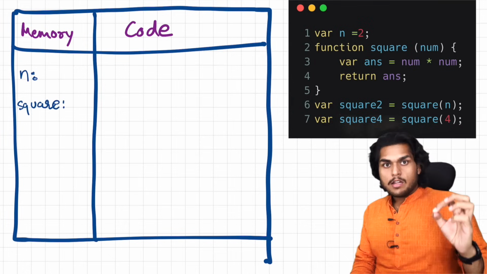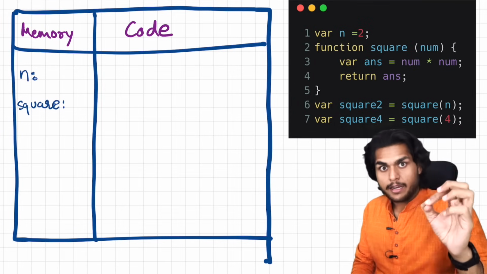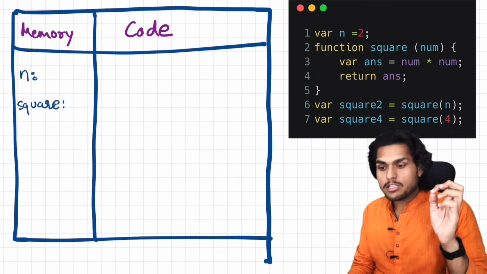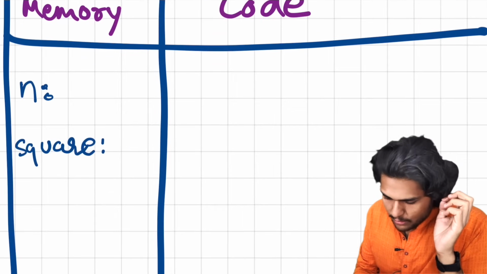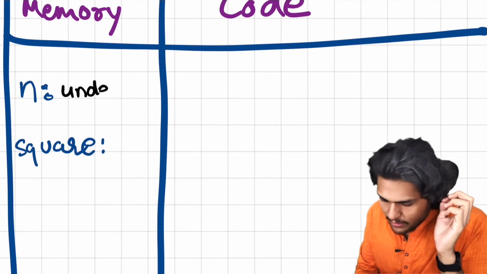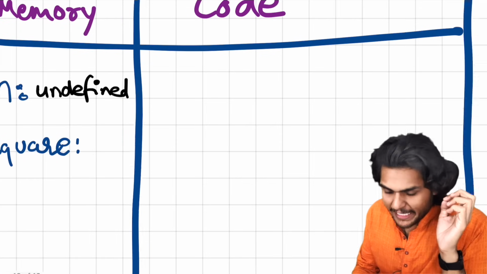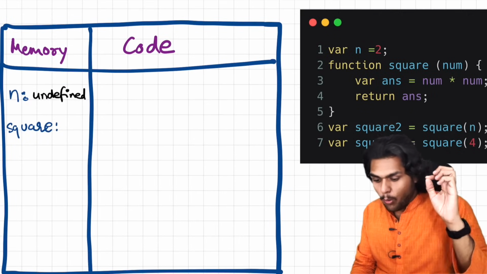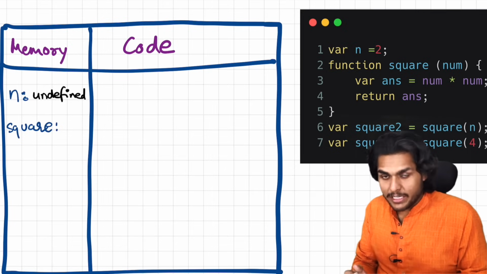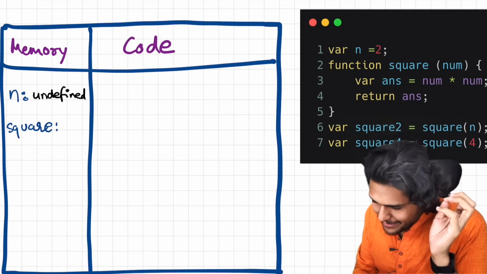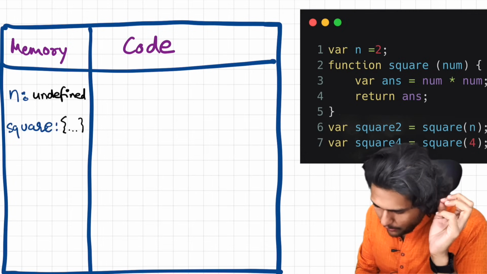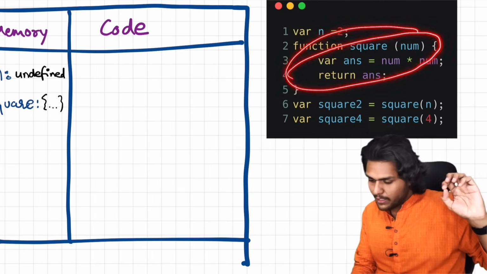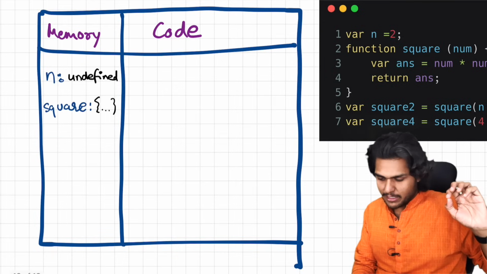Now let me tell you what it stores. When it allocates memory to n, it stores a special value which is known as undefined. In the first phase, it stores this special value undefined. And in case of functions, it literally stores the whole code of the function inside this memory space. Let me just show you. I know it's a little tricky, but it stores the whole code. So literally when I say it stores the whole code, that means this whole code of this function is stored over here in this memory space of square.